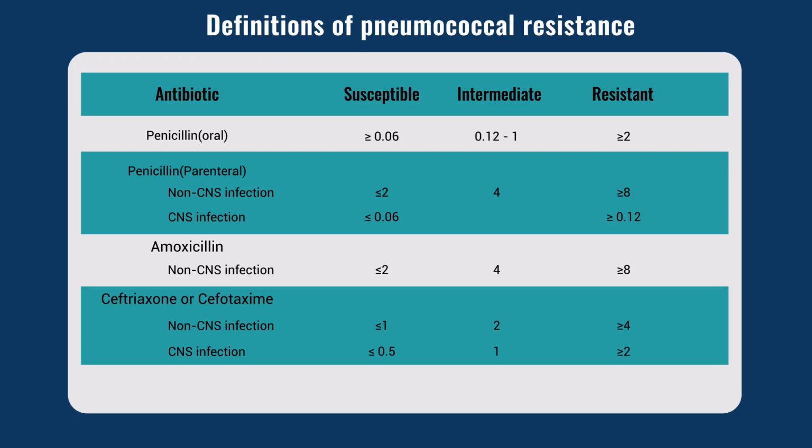Obviously, in meningitis, you would use parenteral antibiotics alone. So it's important to remember that pneumococcus from the CSF has to have a very low minimum inhibitory concentration to either penicillin or ceftriaxone for us to call it susceptible. Otherwise, it becomes intermediate or resistant. So how do you pick your antibiotics?